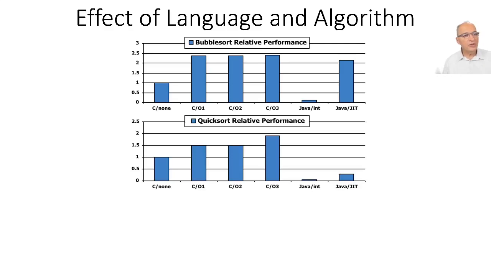So when I use quicksort, what I see in the trends is that the C optimizations at O1 and at O2 give me about 1.5 times the performance of the C with no optimizations. But when I crank up the optimization to the level O3, that in most compilers is the highest level of optimization, I end up getting almost 2 times the performance of my baseline.